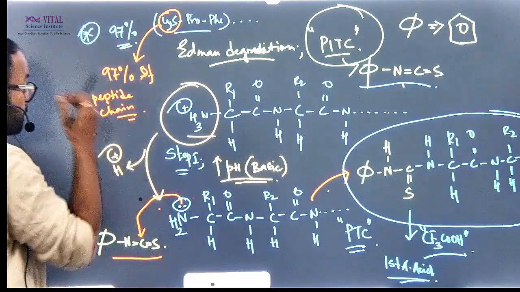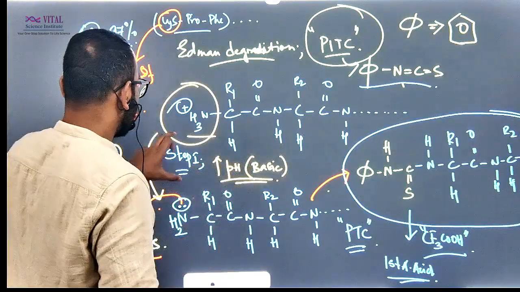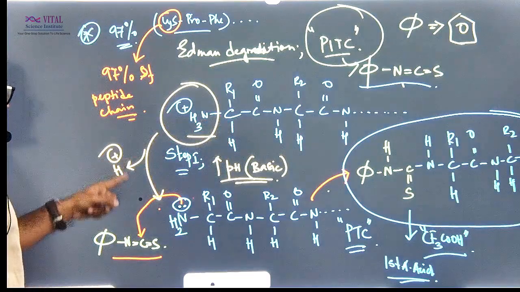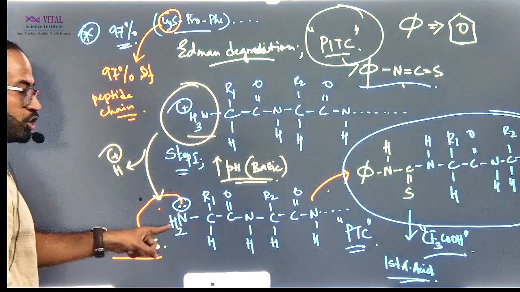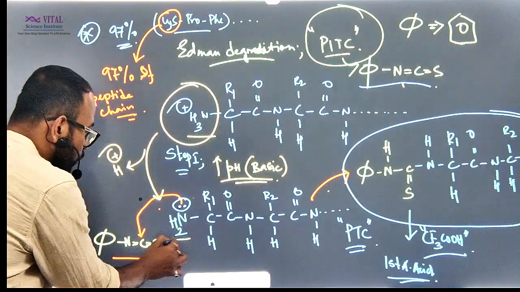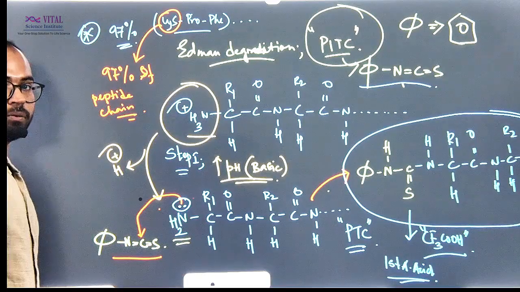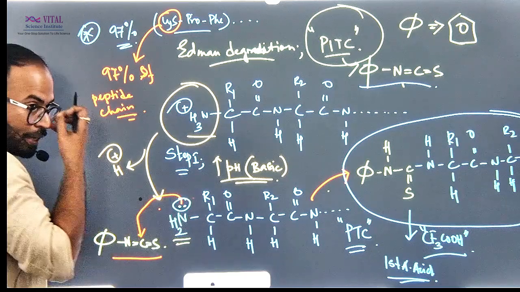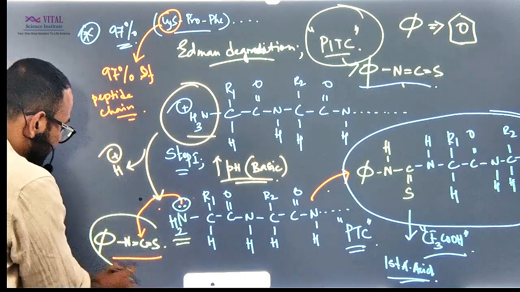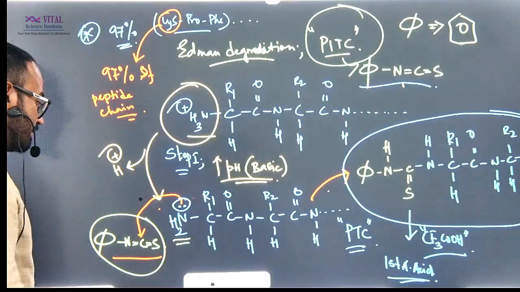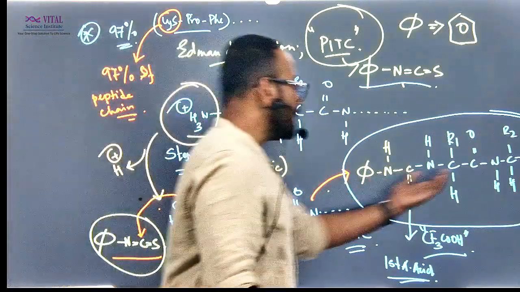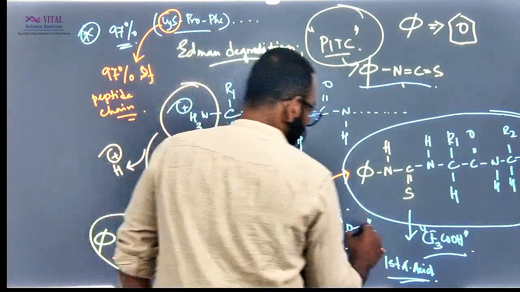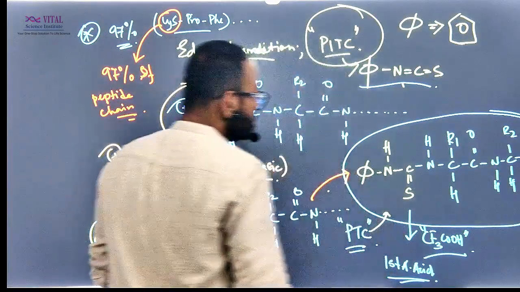In the first step, we have to increase the pH, and as a result, the amino terminal end of our peptide chain will lose the H plus and form NH2. In its NH2 state, it has a lone pair of electrons, and this lone pair will readily attack the carbon of PITC, phenyl isothiocyanate. As a result, an entire complex will be formed. This complex is called the phenyl thiocarbamyl adduct.